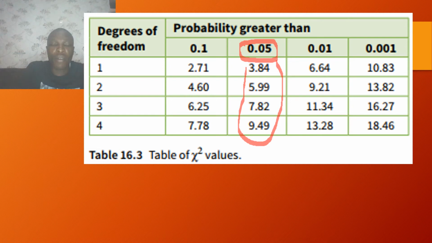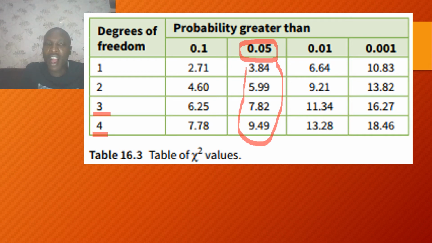Let's talk briefly about the degree of freedom, and then later on we can use this table to calculate our values and to know whether there's a significant difference between the observed and expected. So when you have a degree of freedom of 1, it implies that the experimenter was having 2 classes. If you have a degree of freedom of 2, that means you had 3 classes. If you have a degree of freedom of 3, that means you had 4 classes. If you have a degree of freedom of 4, that means you had 5 classes.